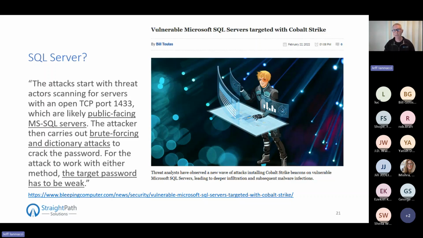Let's talk about other things that are underlined here, which are likely a public-facing MS SQL Server instance. The attacker then carries out a brute force and dictionary attack to crack the password. Here's a pop quiz. What login do you think they're trying to crack the password for? We'll talk about that also here in this session. For the attack to work with either method, the target password has to be weak. Interesting thing, I did underline publicly facing MS SQL Server because unfortunately we have found clients that have that and didn't even realize that. So maybe someone set up your SQL Server and they didn't put it behind the firewall, and suddenly you have quite the vulnerability.